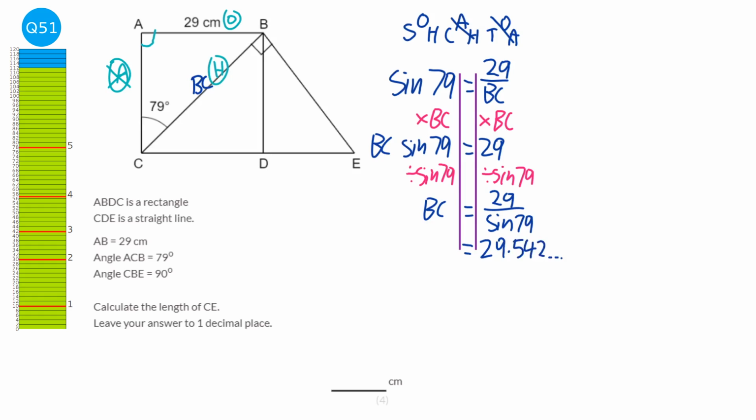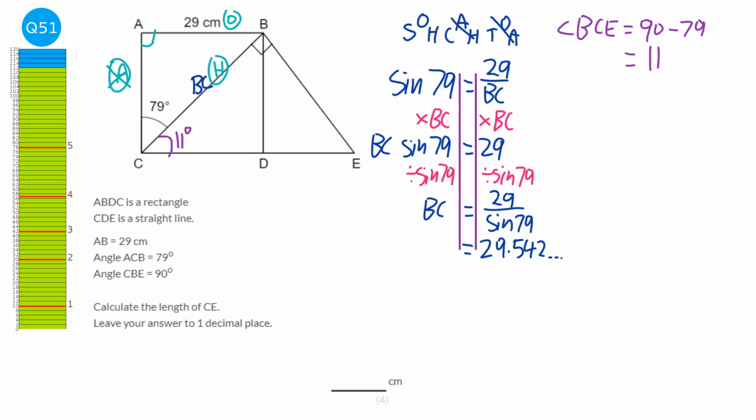Okay, so next thing we need to figure out is angle BCE. So where are we? This angle here. And to work that out, we're just going to take 79 away from 90. So angle BCE is 90, take away 79, and that's going to be 11. So we know this is 11 degrees here.